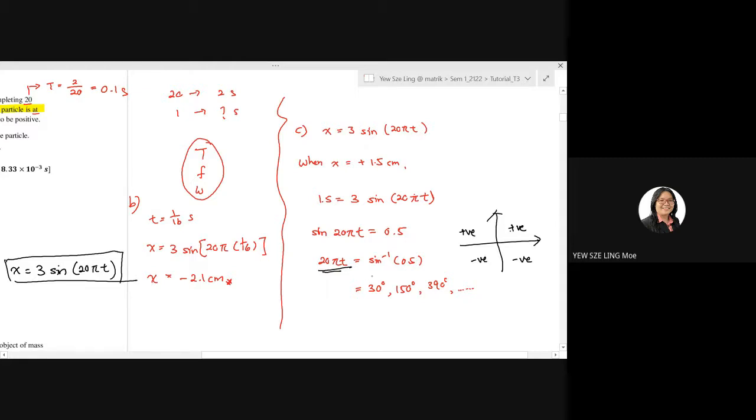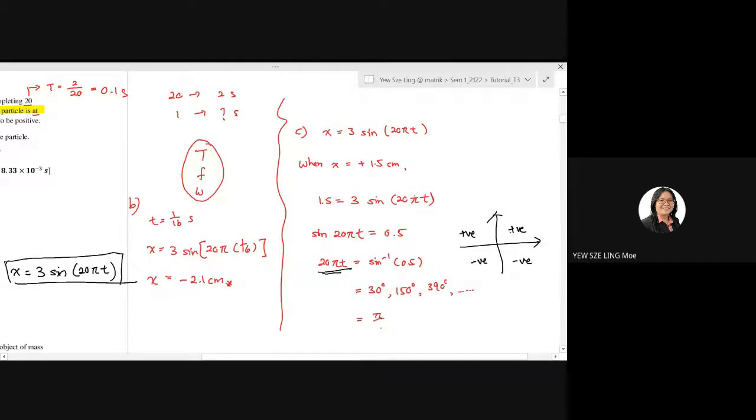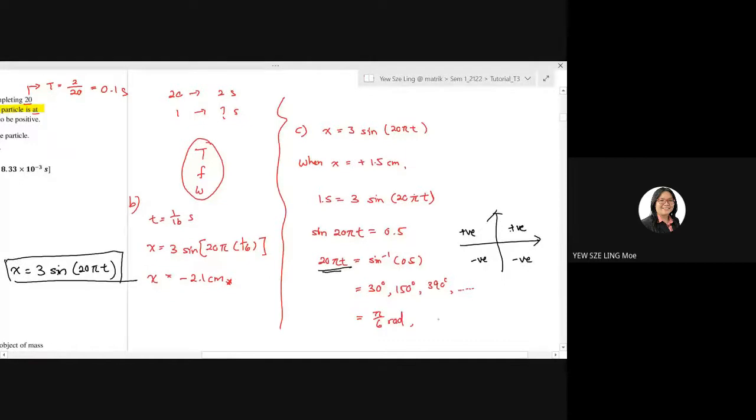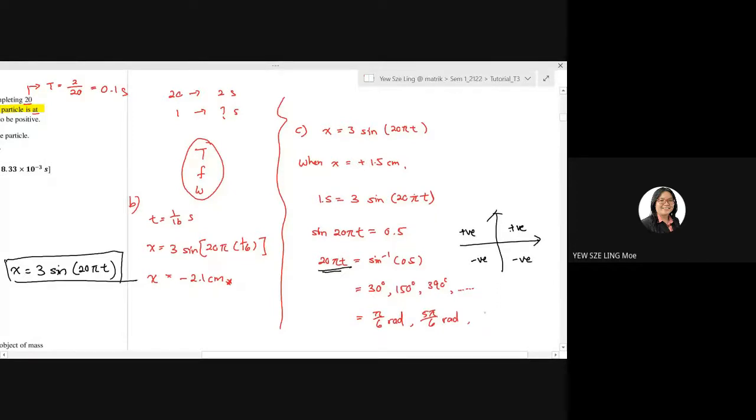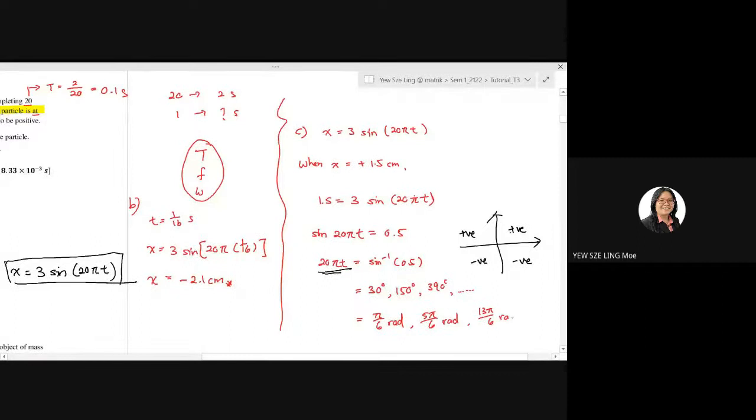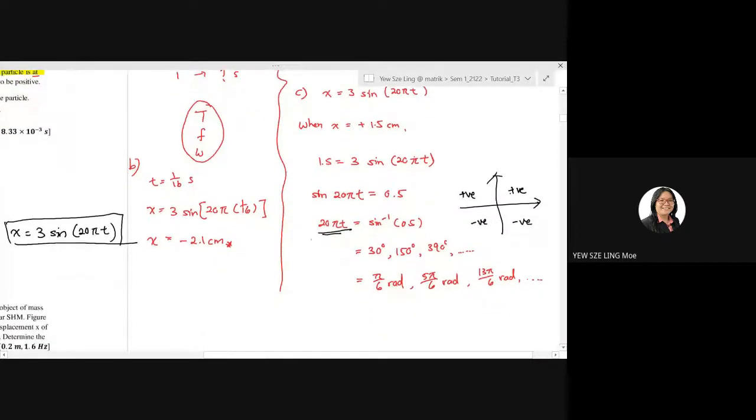Okay, so if you use a calculator in mode radian, this one at the same time is actually equal to pi over 6 radian, or 5 pi over 6 radian, or 13 pi over 6 radian, and so on. Okay, so then you can solve it.